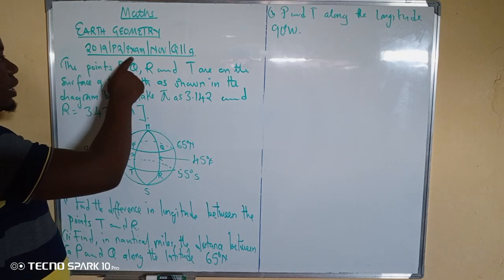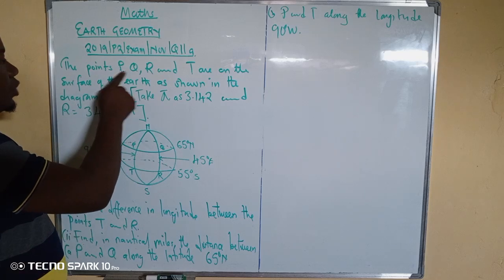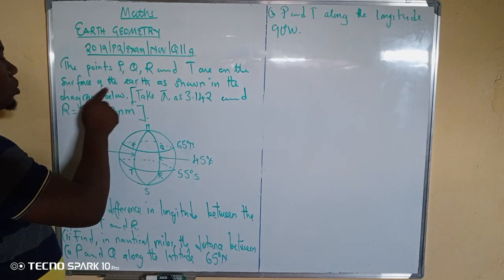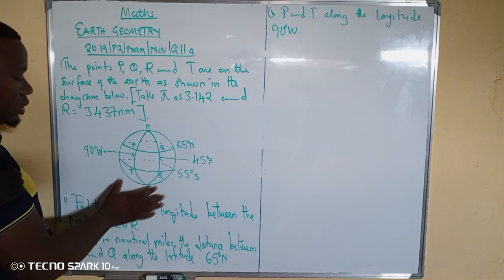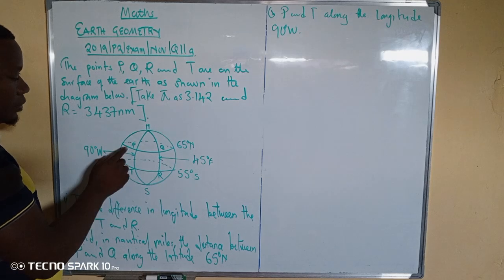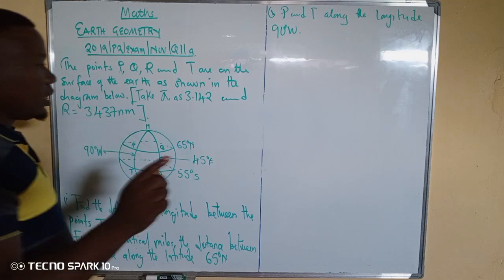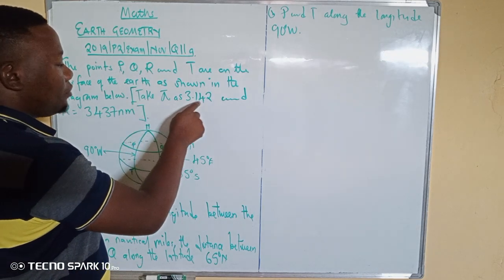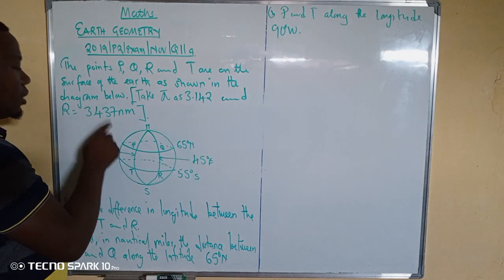The 2019 paper 2 exam November question 11 reads: the points P, Q, R and T are on the surface of the earth as shown in the diagram below. So this is a diagram, and we've got P, T, Q and R. They are saying take pi to be 3.142 and the radius 3437.